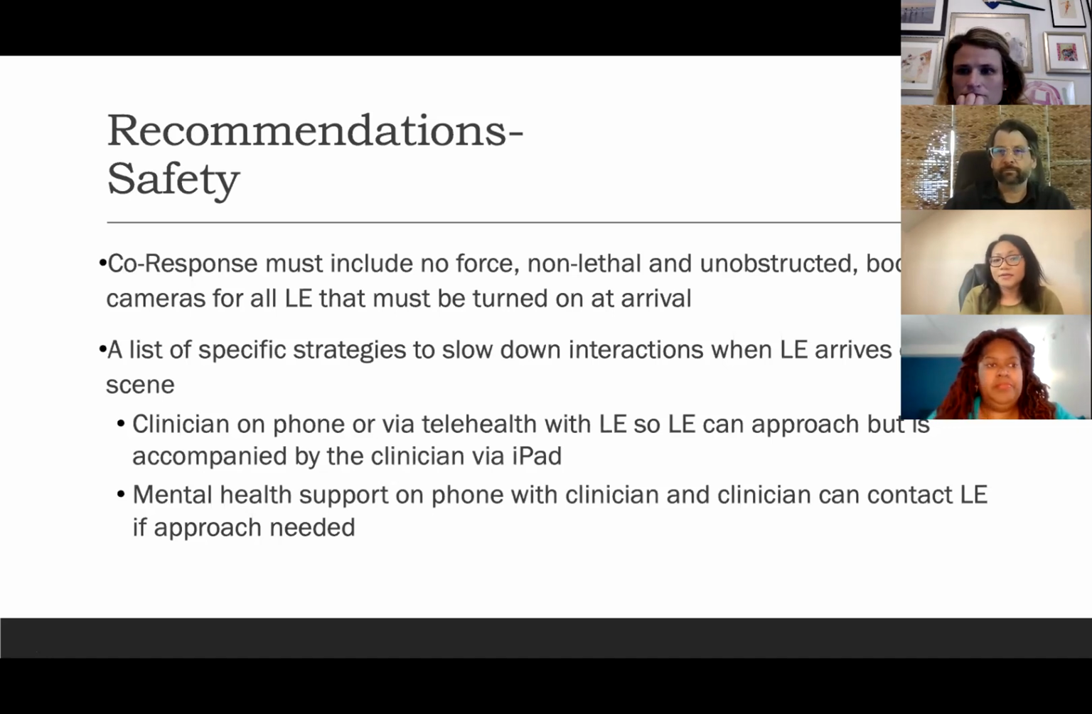So some alternatives are to have a clinician on the phone or via telehealth with law enforcement, so law enforcement can approach, but is accompanied by the clinician via iPad. Mental health support on phone with the clinician, and the clinician can contact law enforcement if needed.